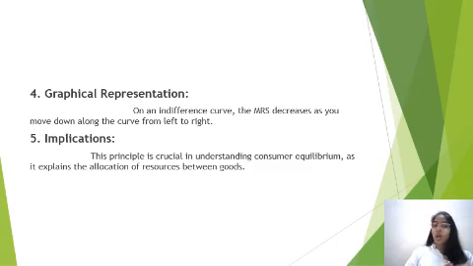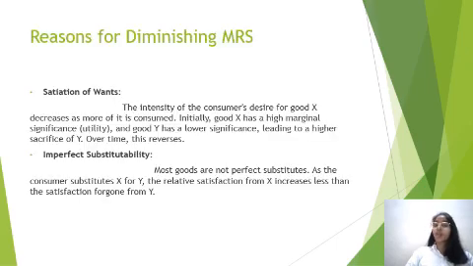So, on an indifference curve, the marginal rate of substitution decreases as you move down along the curve from left to right. The fifth one is implications. The principle is crucial in understanding consumer equilibrium as it explains the allocation of resources between the goods. The next one is reasons for diminishing marginal rate of substitution.